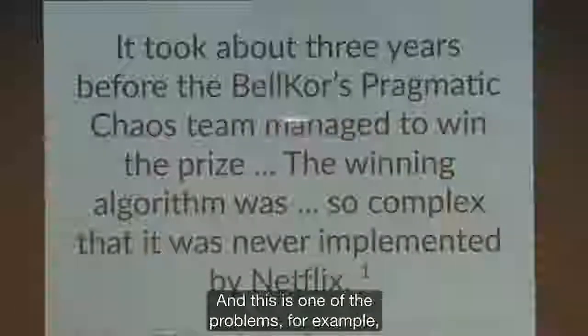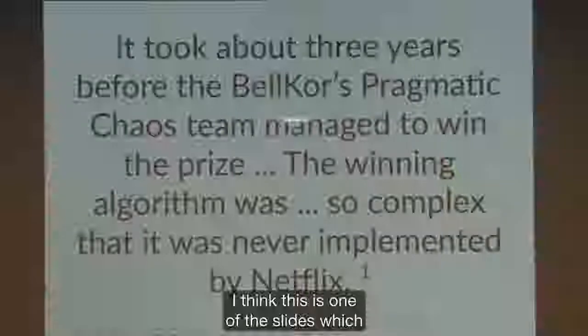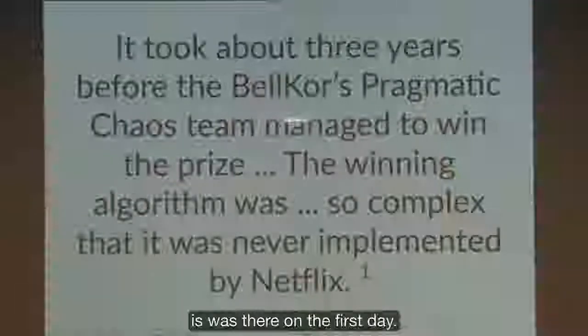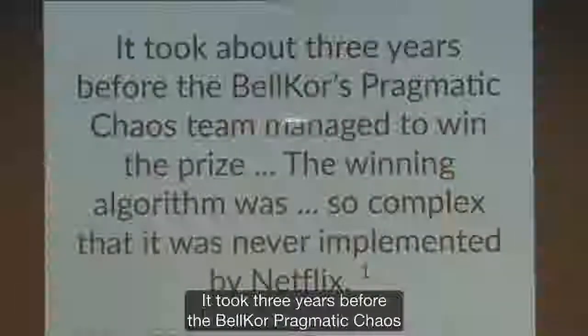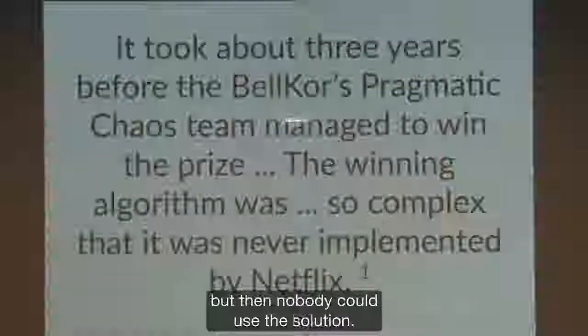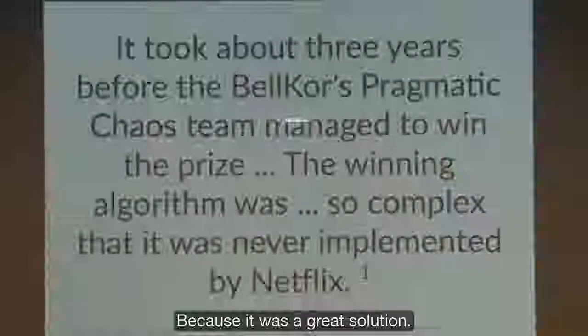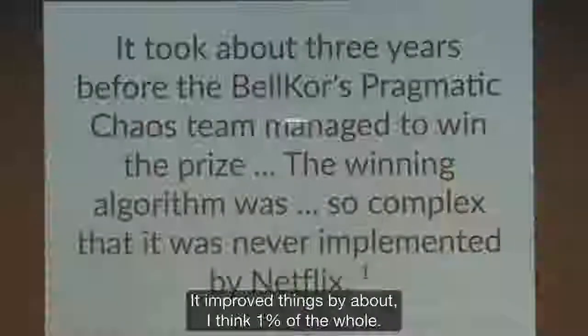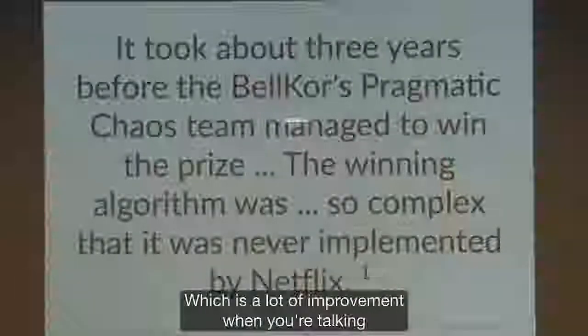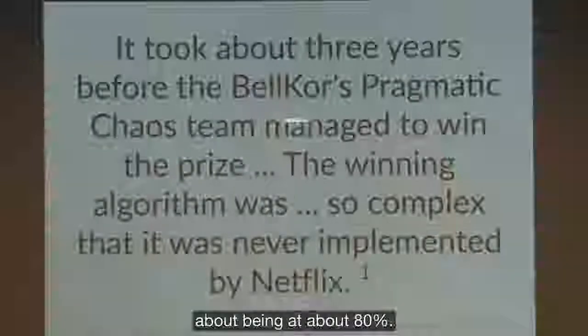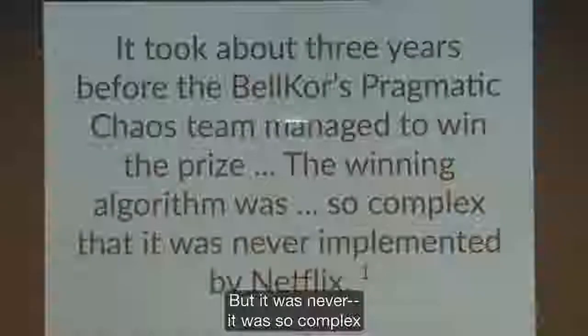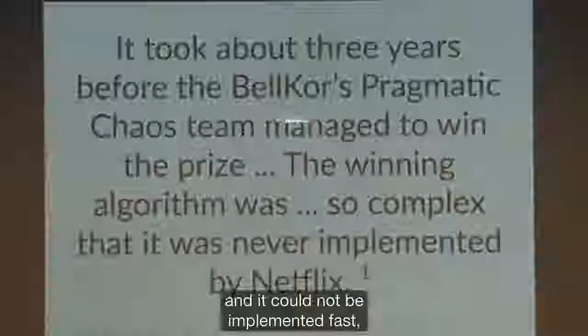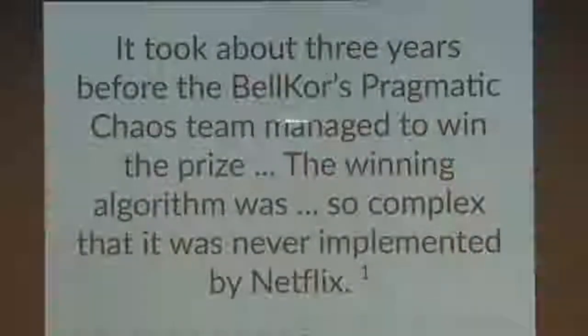And this is one of the problems, for example. I think this was one of the slides which was there on the first day. It took 3 years before the Bellkor Pragmatic Chaos team managed to win the Netflix prize, but then nobody could use their solution. Because it was a great solution. It improved things by about, I think, 1% on the whole, which is a lot of improvement when you're talking about being at about 80%. But it was so complex, and it could not be implemented fast, so it was never implemented by Netflix.